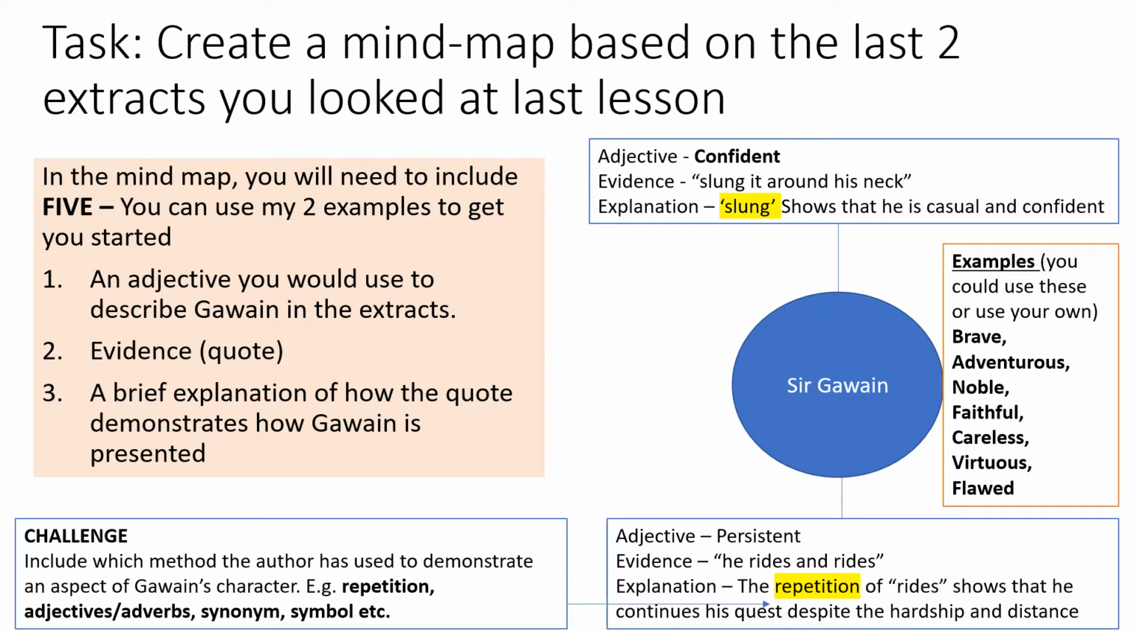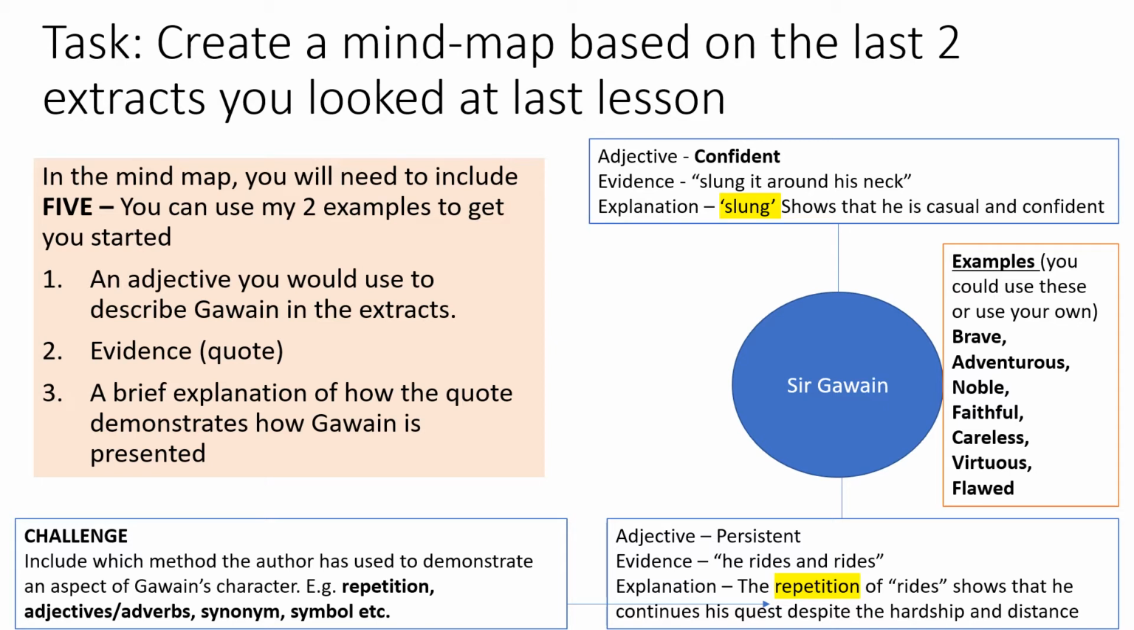So, example at the top, adjective, he is confident. Evidence, he slung it around his neck. Explanation, slung is a dynamic verb, shows that he is casual and confident. He's just slung it across his back, all of his weapons, etc. He's ready to go. Another example, adjective persistent, which means that he doesn't give up. Evidence, he rides and rides. Explanation, the repetition of rides shows that he continues his quest despite the hardship and distance of the journey.